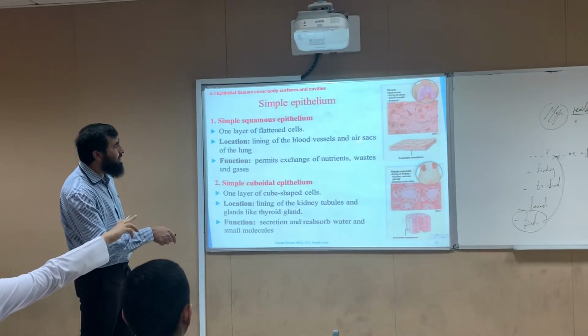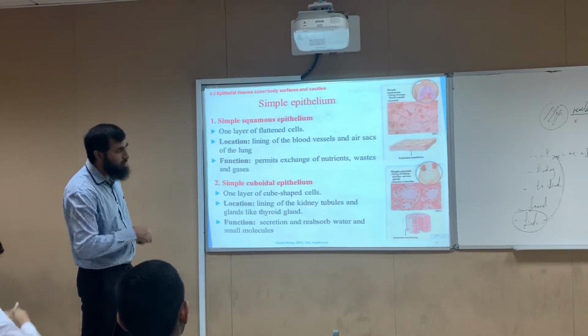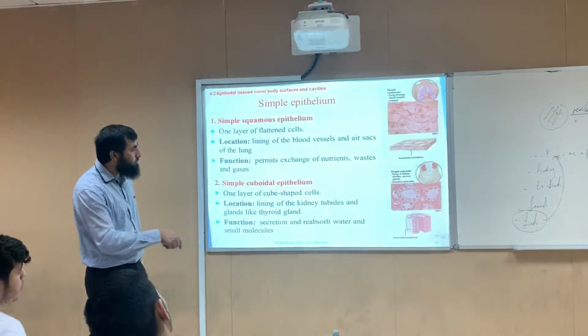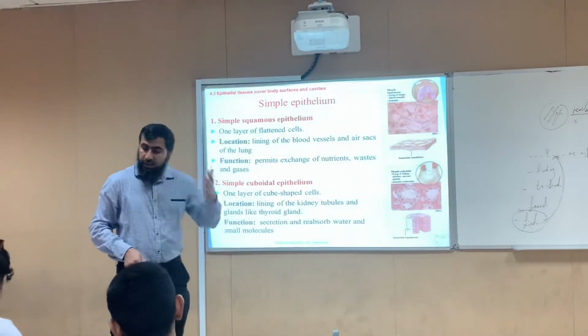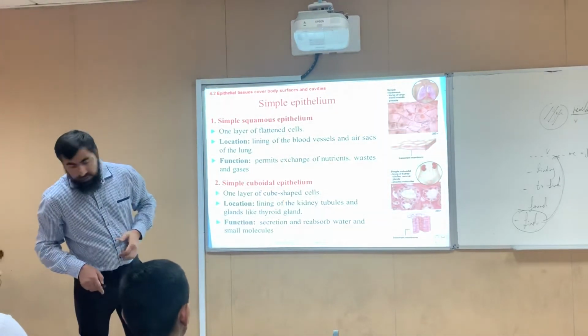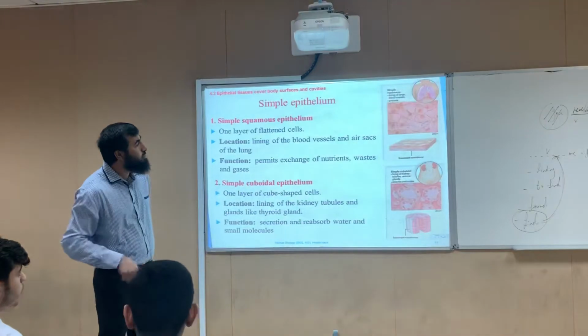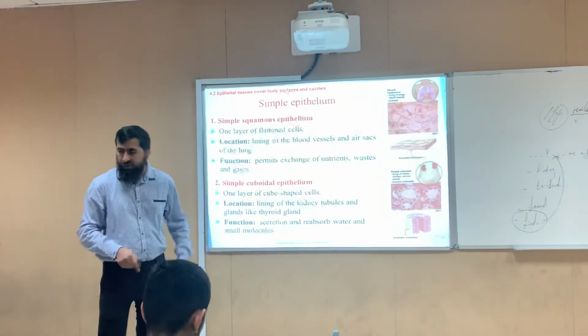So blood vessels and air sacs, okay? This is the lung, okay? It doesn't show any blood vessels, but the blood vessel, the inner lining, is this one. Sometimes it acts as a protection.